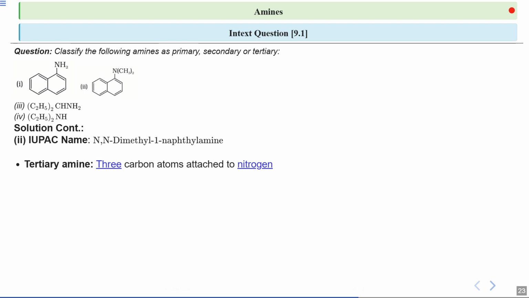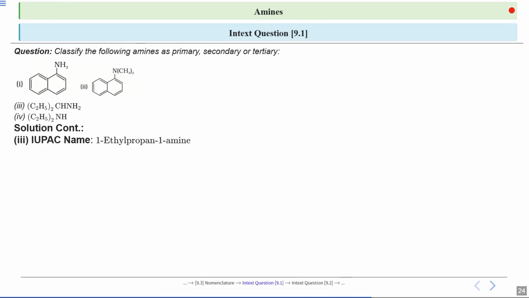Because you will see that all three hydrogens of this nitrogen are replaced, two by this methyl group, and one by the carbon of this naphthalene ring. So it is a tertiary amine. Okay, so if you see, this nitrogen has no hydrogens now. Two are these methyl groups and one is this carbon of this naphthalene ring. So it is a tertiary amine.